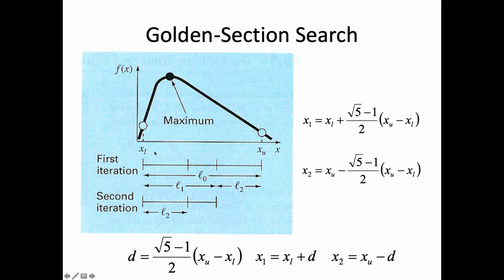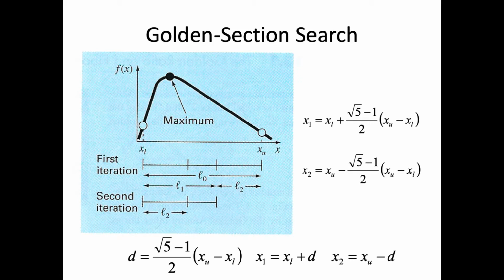The method starts with 2 initial guesses, xl and xu, that bracket one local extremum of f of x. The next 2 interior points, x1 and x2, are chosen according to the golden ratio. The function is evaluated at these 2 interior points. So we evaluate f of x1 and f of x2.